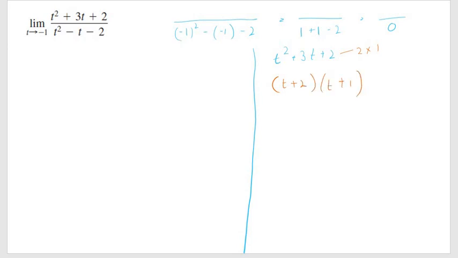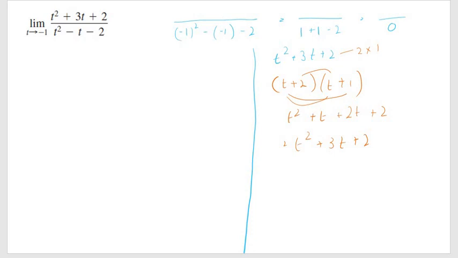Let's see whether this is correct. It's t squared plus t. You multiply those two, you get plus 2t. You multiply this, you get plus 2. So we get t squared plus 3t plus 2. Yes, you get the same function back. So these are proper factors.